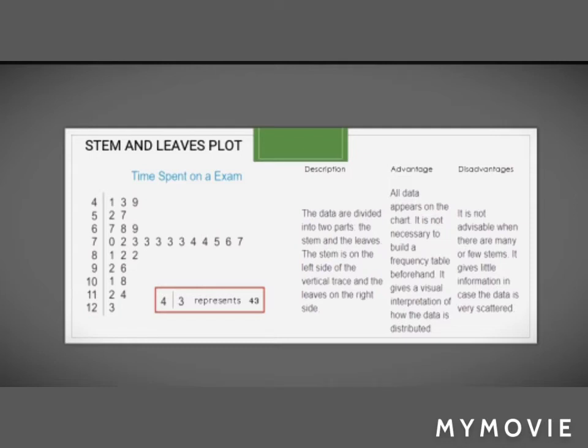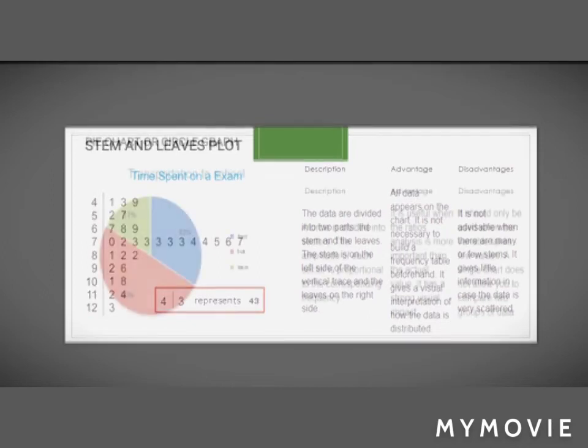Disadvantages of stem and leaves plot. It is not advisable when there are many or few stems. It gives little information in case the data is very scattered.